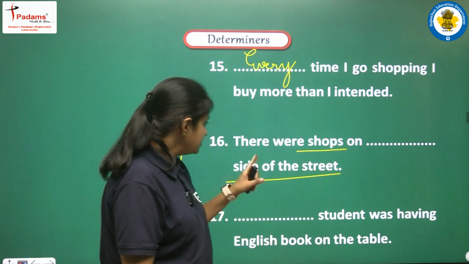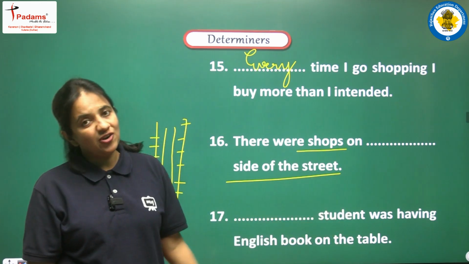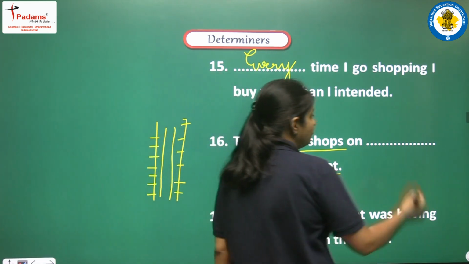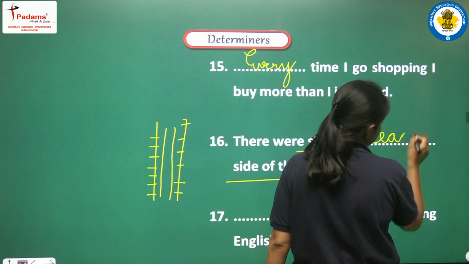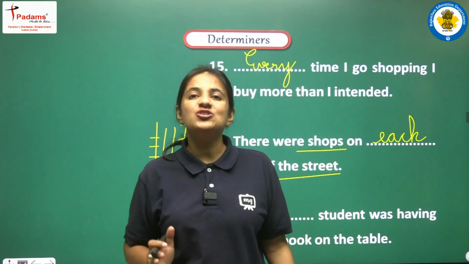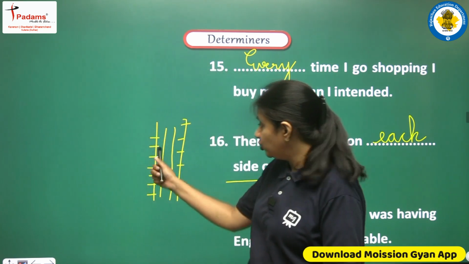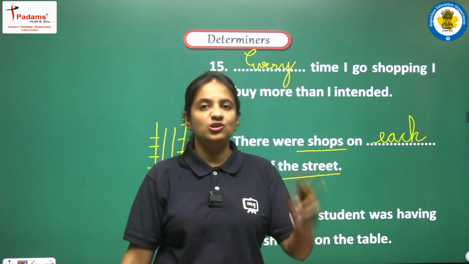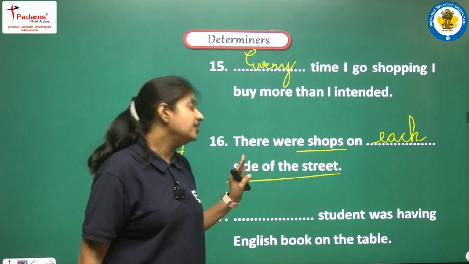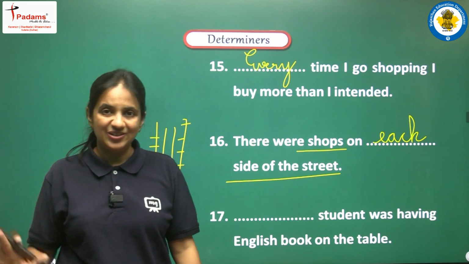So here we have the sentence, there were shops on side of the street. We all know that shops can be only on two sides of the street. So when we are indicating two sides, yes, we have to use each. We cannot use every here. Why? Because every is used to indicate three or more items, but the sides of the street will be two only, and this is the reason we cannot use every. We have to use each here, and the complete sentence will be, there were shops on each side of the street. Okay.